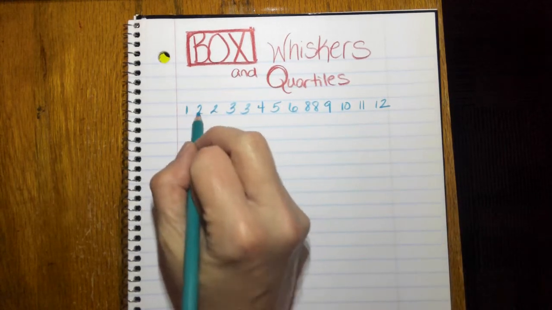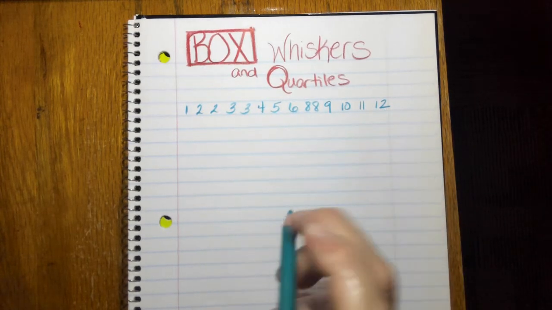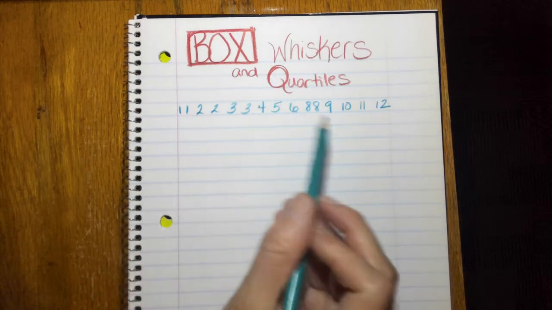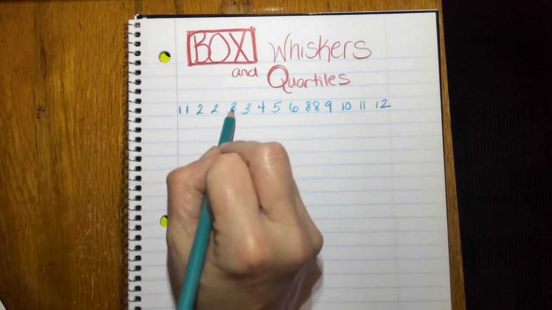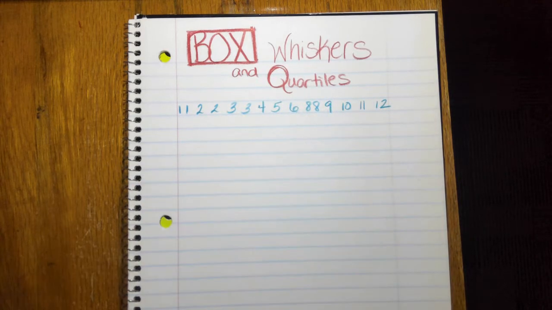2, 3, 4, 5, 6, 7, 8, 9, 10, 11, 12, 13, 14. You know what, I'm going to give myself another one right here, so I have an odd number of numbers, and I'll tell you why in a bit. So I should have 15 numbers now. 1, 2, 3, 4, 5, 6, 7, 8, 9, 10, 11, 12, 13, 14, 15.